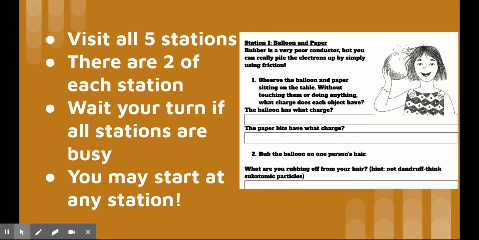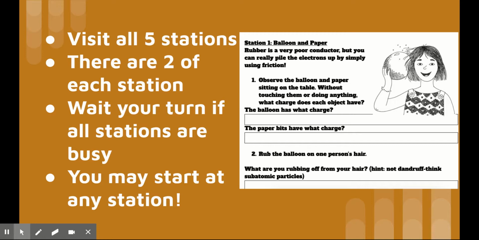So there will be 5 stations. Each station has its own worksheet in the packet. And I have enough stuff to make 2 of each station. So you'll see signs around the room. There's 2 station 1s, 2 station 2s, and so on and so forth.